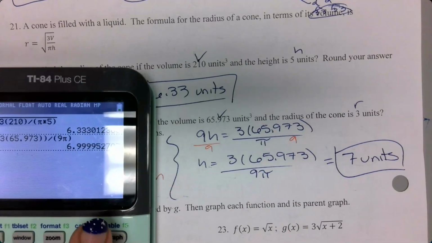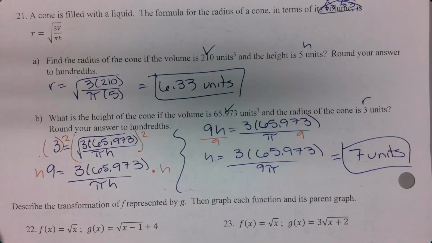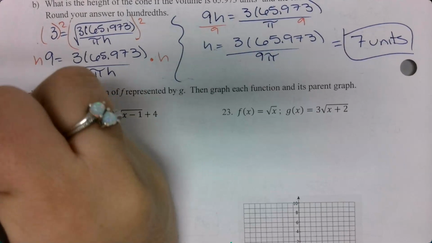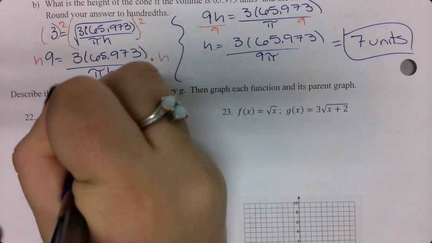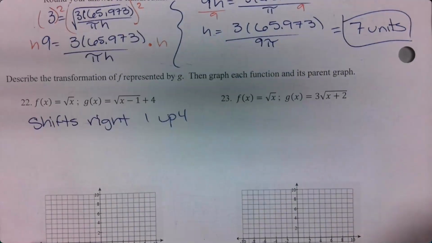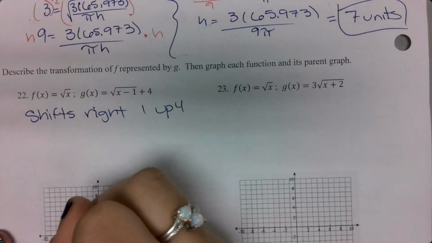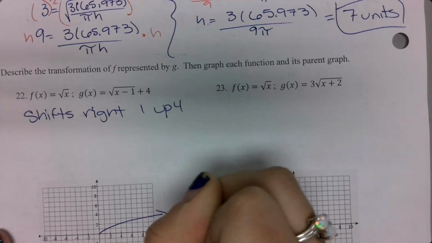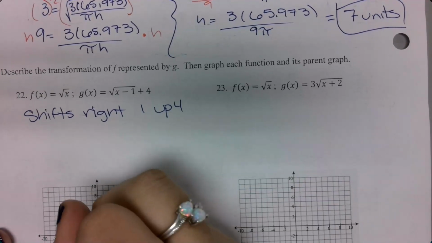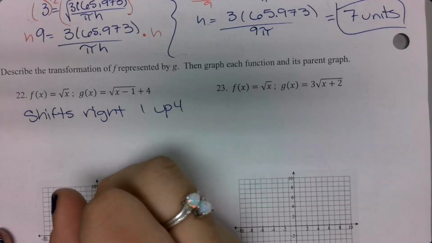Well, I can't really see because, yeah. Okay. These ones want me to describe the function transformation of f represented by g. So on this one, it is shifting right 1, up 4. I'm going to graph f of x in blue, and then my transformation is going to be in red, so right 1, up 4.